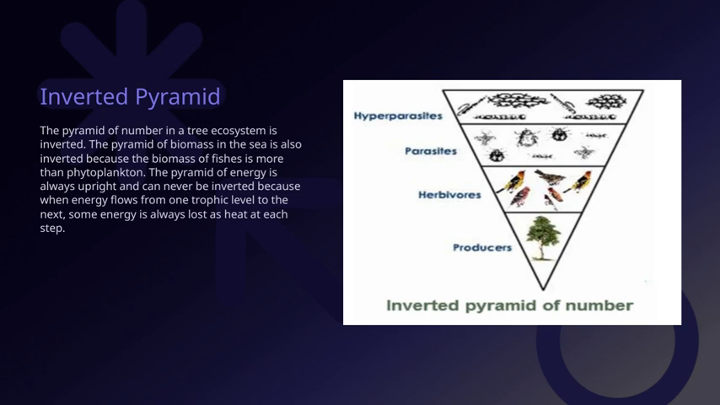However, one thing that remains consistent across all ecosystems is the pyramid of energy. No matter what, it is always upright. This is because, as energy flows from one trophic level to the next, some of that energy is always lost as heat at each step. So, unlike number or biomass, energy pyramids never invert. Understanding these differences helps us grasp the unique dynamics in various ecosystems and highlights why energy transfer is always a one-way process, decreasing as it moves up the food chain.